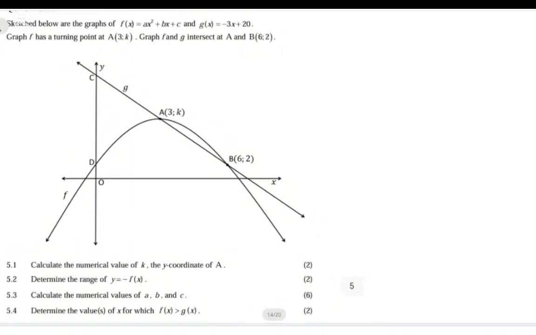So now let's just take a look at this 5.3. They say calculate the numerical value of a, b, and c, which is worth 6 marks. That's a lot of marks, guys. In other words, they're just asking us to determine the equation of this parabola. To determine the equation of a parabola, the parabola comes in different ways. It depends on what you are given. Remember, guys, on the previous question, we found that this is 3 and 11. Perfect. So we're given a turning point and another point here.